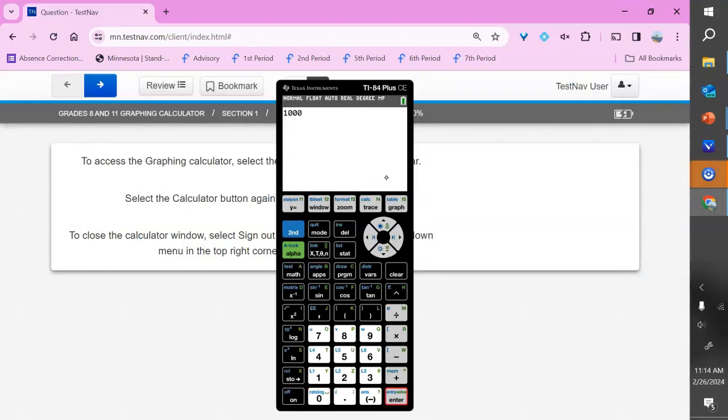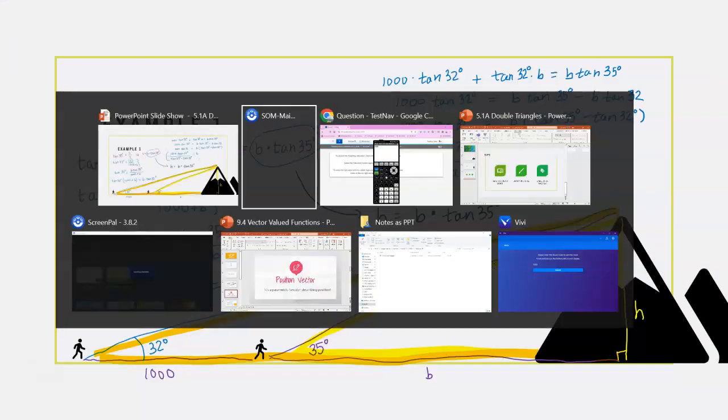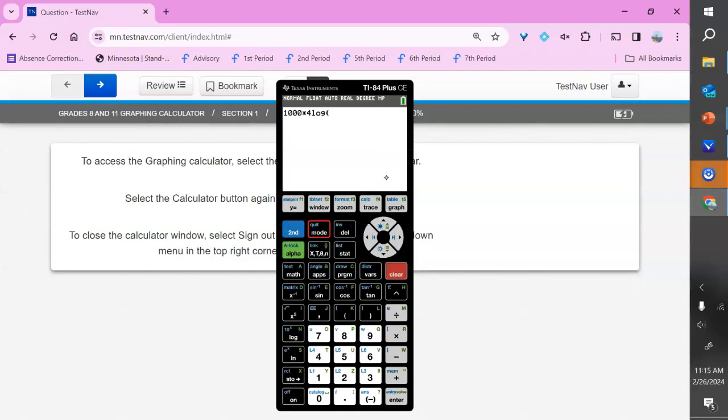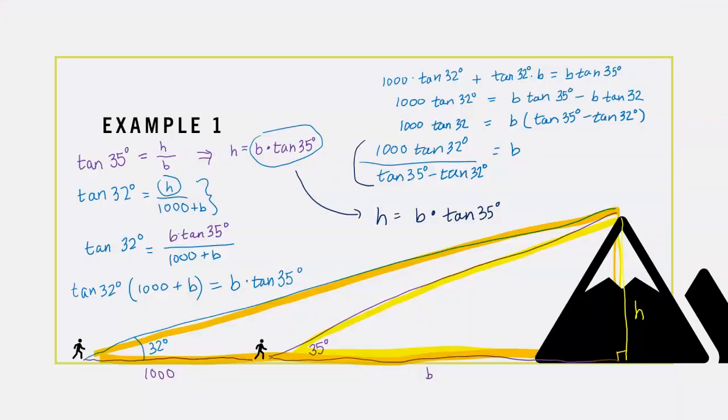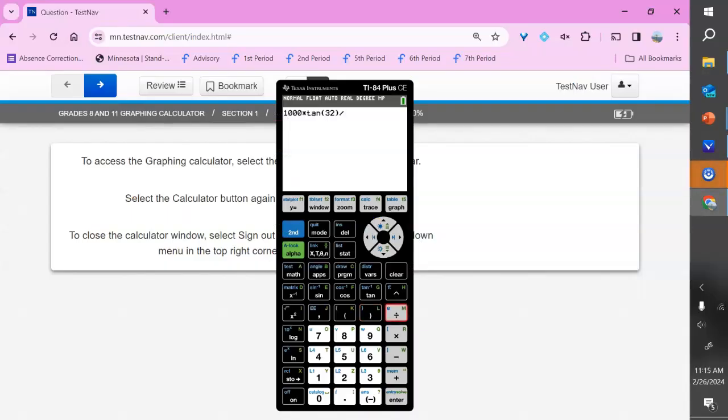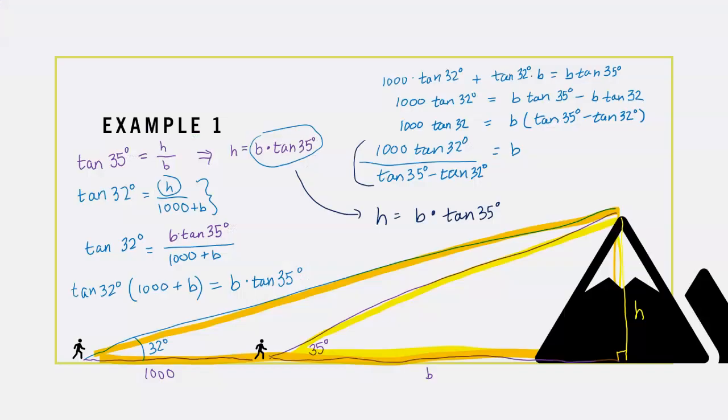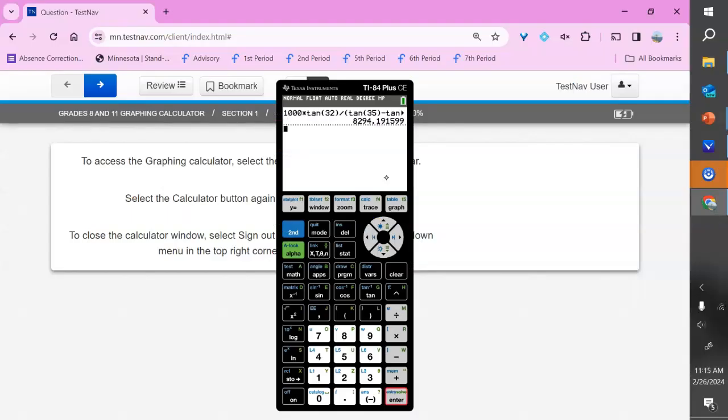1,000. Oh, just so you know, your mode should be degrees so that you can get this right. So 1,000 times tangent of 32 degrees divided by, and I'm putting my tangents in parentheses here because I want to make sure I subtract before I divide. And that's not my answer, that's my b answer. So in order to get my h answer, I'm going to multiply that times tangent of 35.